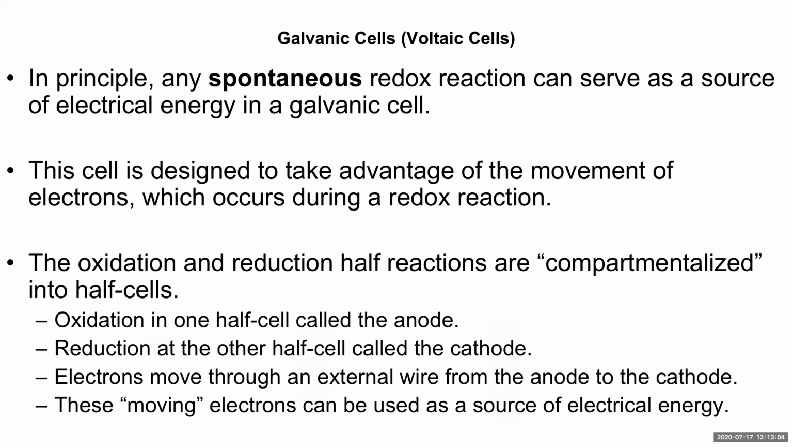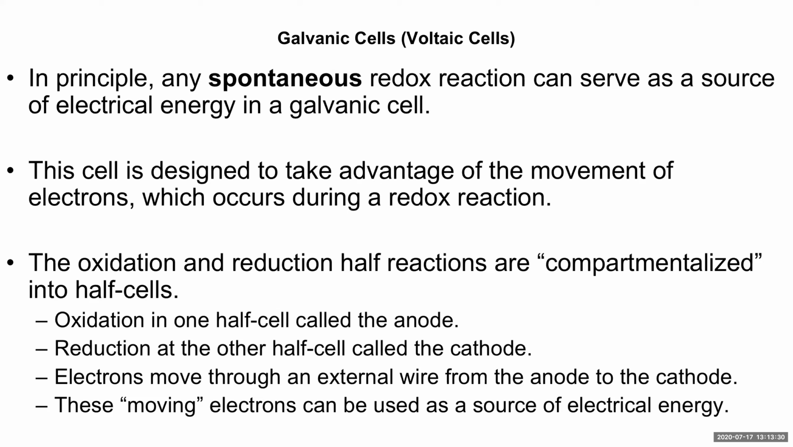So galvanic cell. What's a galvanic cell? How do we make something useful out of this reaction? Well, first of all, any spontaneous redox reaction can serve as a source of electrical energy in a galvanic cell. So as I said before, galvanic cells are used to produce electrical energy. Galvanic cells, you know what they are? They're batteries. That's what batteries are.